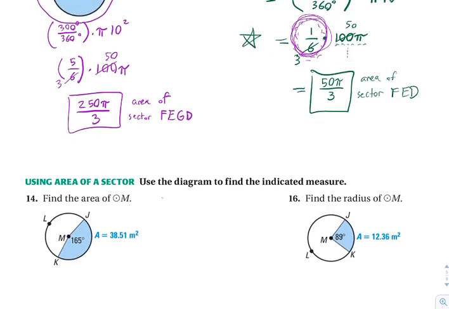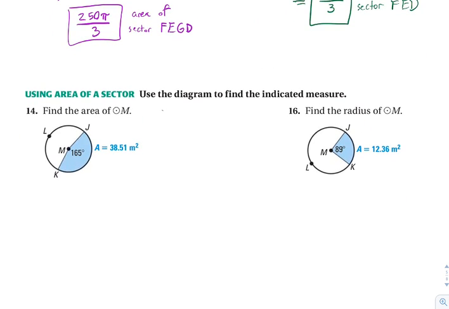Okay. So use the diagram to find the indicated measure. So in the first one, it's saying find the area. So this is just like up above, except there's a decimal here. So the area of this is, we want to find the area of circle M.